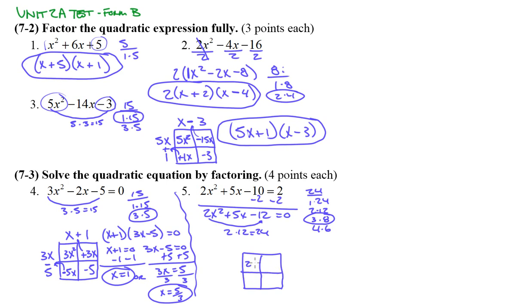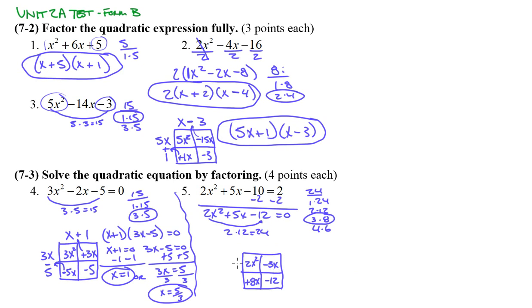2x squared goes in the top left. Negative 12 goes in the bottom right. And then we've got, say, 3x and 8x. Remember, it doesn't matter which one goes where. It'll always work out in the end. But we do have to make sure that these two add up to positive 5. So in order for these two to add up to positive 5, it's going to have to be positive 8 and negative 3.